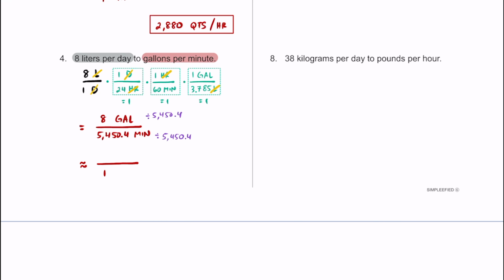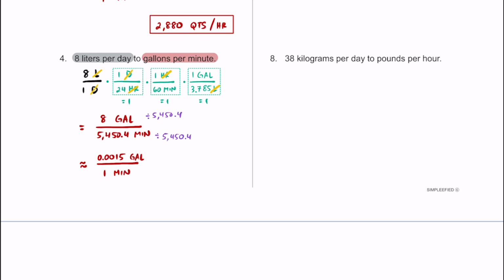So if it's not equal, we did some rounding. On the bottom, we should be getting 1 minute because we need a unit rate, and that's what we're doing here. Now on top, go ahead and take 8 and divide that by this 5,450.4 in a calculator, and you should get something like 0.0015 roughly, and that's going to be gallons per minute. Okay, so I know the directions do say to go to the hundredths place here.